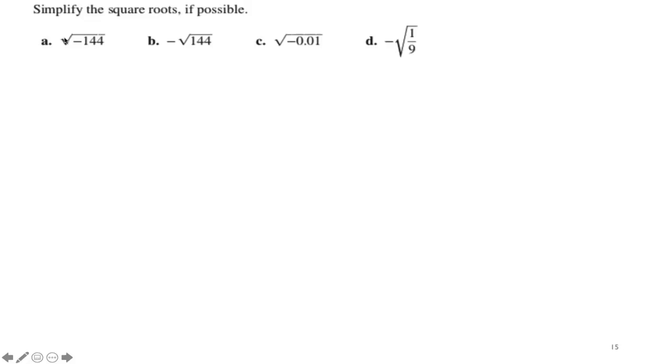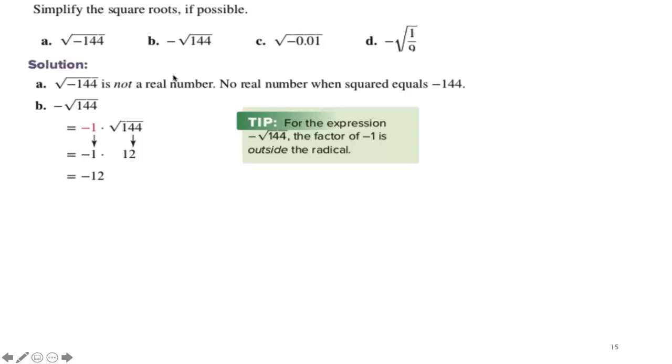Okay, let's look at other examples. Notice that the square root of -144 doesn't exist. So in part A, there's no real square root. But notice in part B, there's a negative in front. That means this denotes the negative square root of 144, and that is -12, because (-12) squared is 144. Again, that negative in front means this is the negative square root.